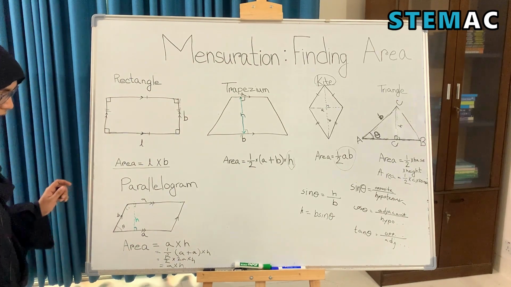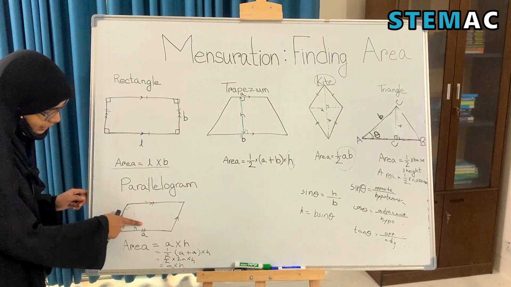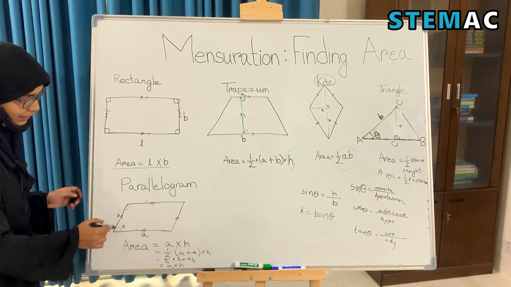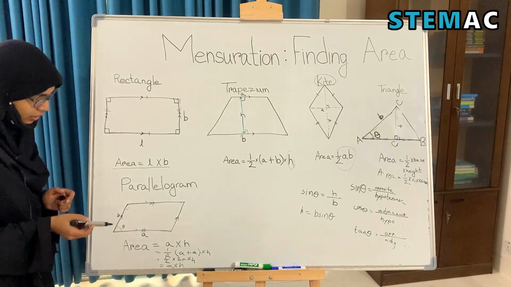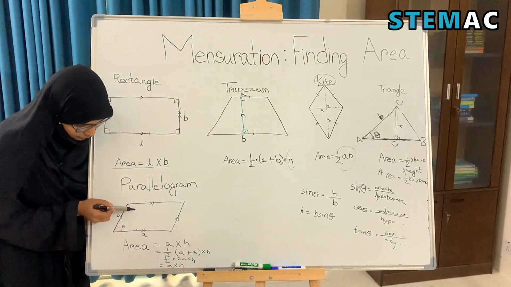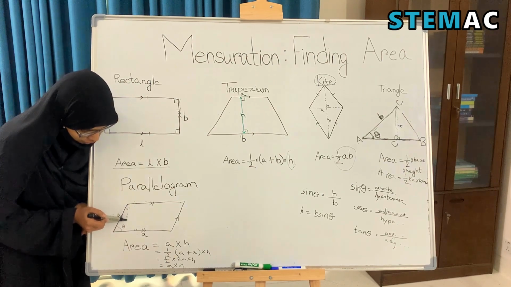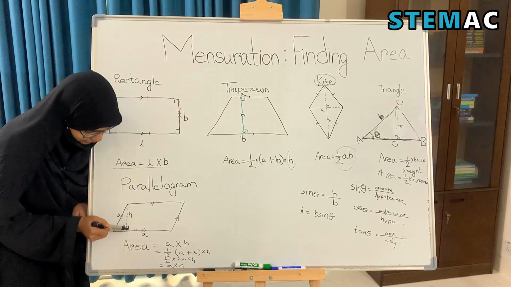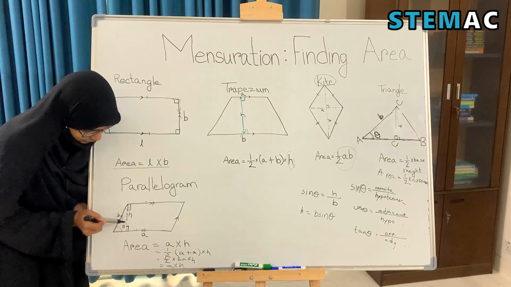Another thing is that let us say we do not know this height. In exam you are not given this height, but these two sides and this angle is given. Then you can find the area of parallelogram. How can you do that? We call that the height, but this would also be the same height. That makes 90 degree with this side and 90 degree with this side.